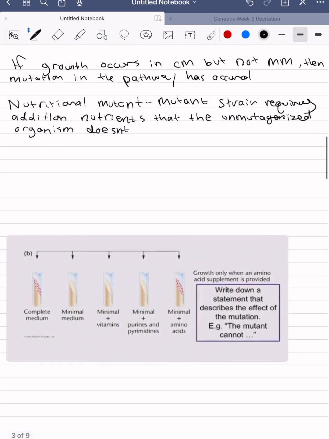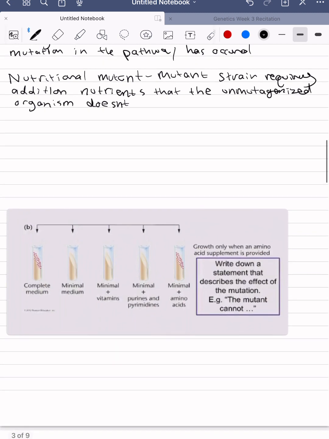So here, in this example, we can see that when the organism is placed in complete medium, minimal medium plus vitamins, minimal medium plus purines and pyrimidines, and minimal medium plus amino acids, growth only occurs in complete medium and also minimal medium plus amino acids. So this tells us a few things. First and foremost, it tells us that minimal medium plus vitamins and minimal medium plus purines all lack something that allows for the growth of the organism.